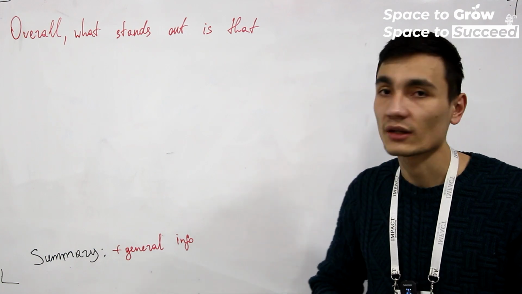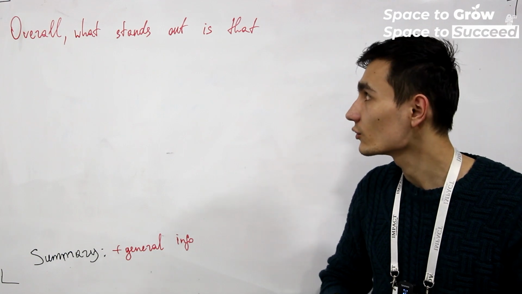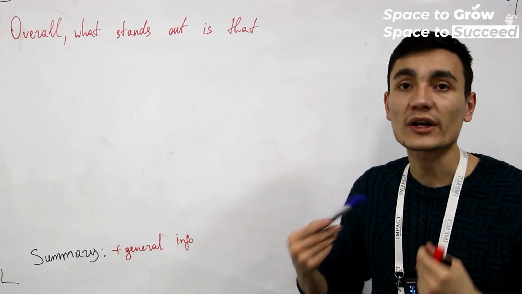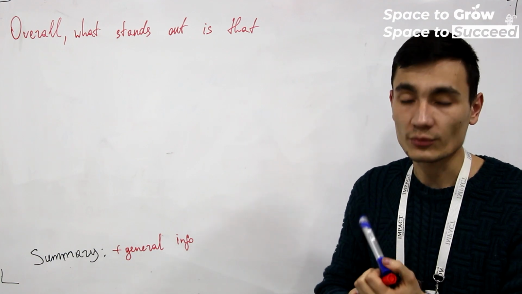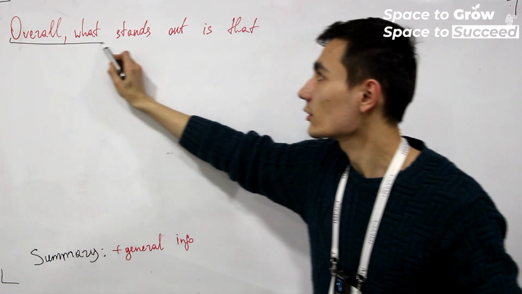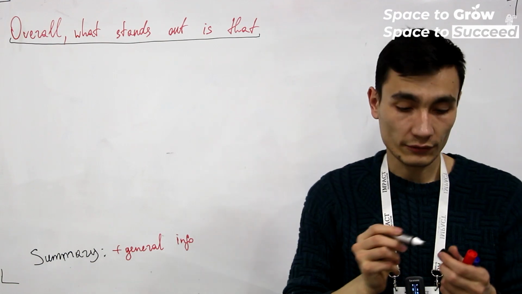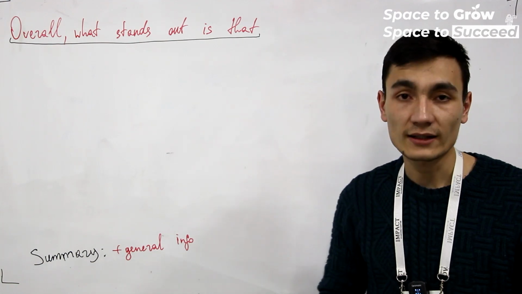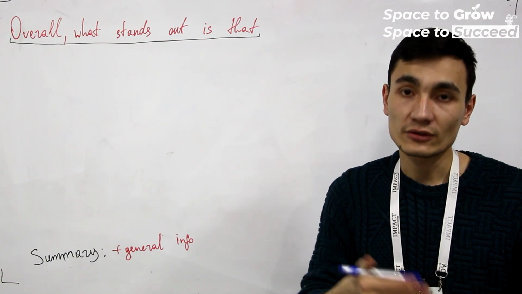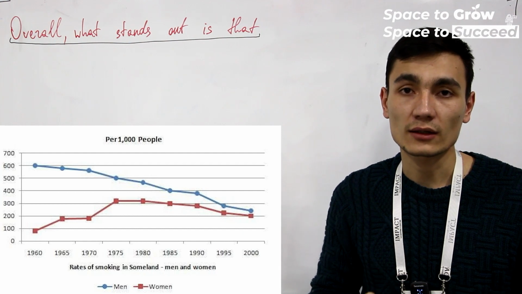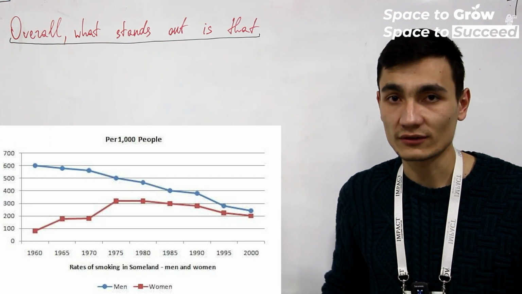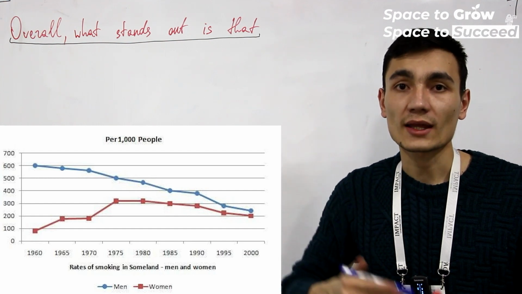So in summary, we have to give some kind of exceptional points. And here we use this structure to show our general trend. What stands out is that means what is different from all the information, or from general information, is that. I'll just underline the structure so that you understand better, so that you will learn it after the video. What stands out is that, and then you look at the trend and see what happened. And as you saw, in the trend that we're describing now, the rate of men smoking decreased and the rate of women smoking increased.